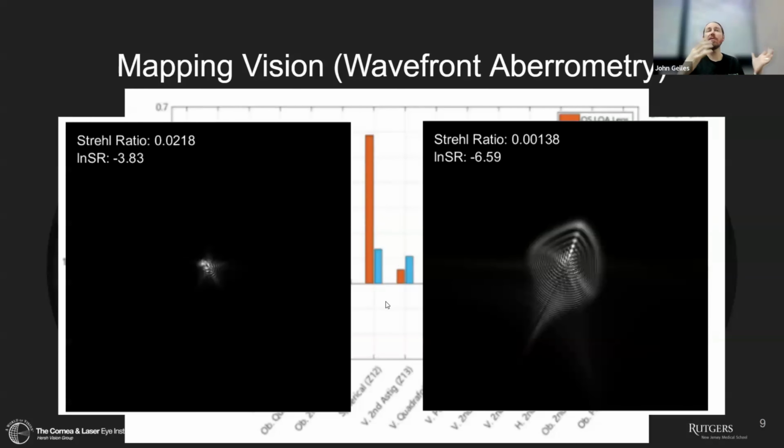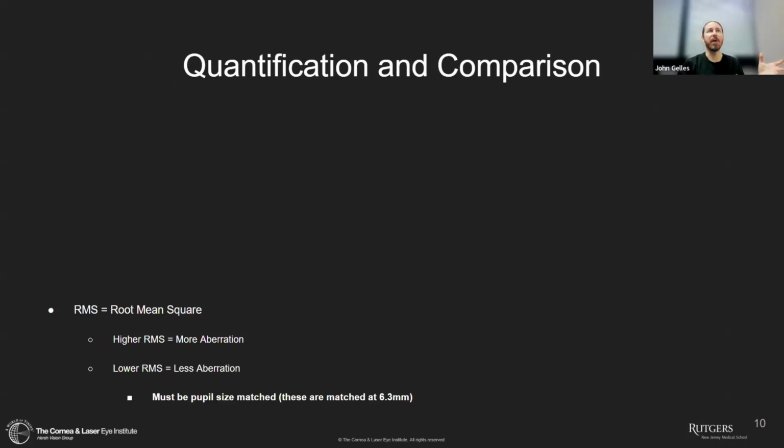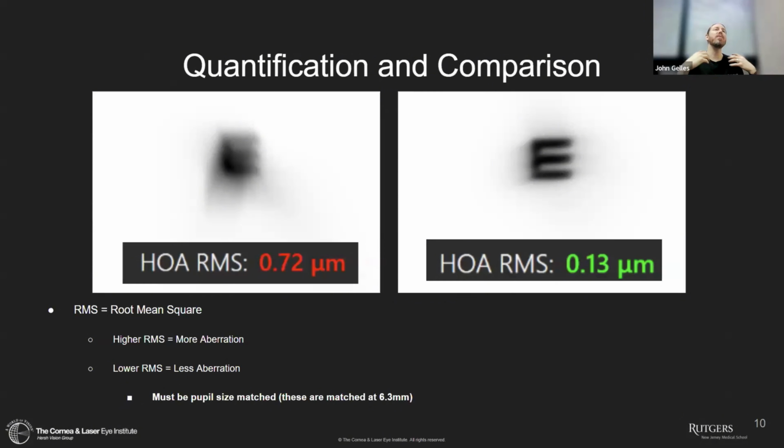We can also show this in a point spread function. So all of these are things that we can do with a wavefront aberrometer. Now, when we want to compare or quantify this data, one of the easiest ways is with something called RMS, or the root mean squared. Basically, this is a conglomerate number of all the aberrations present for an individual to give us a single value, right?